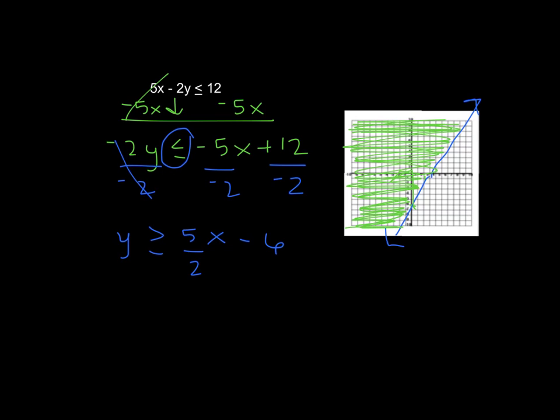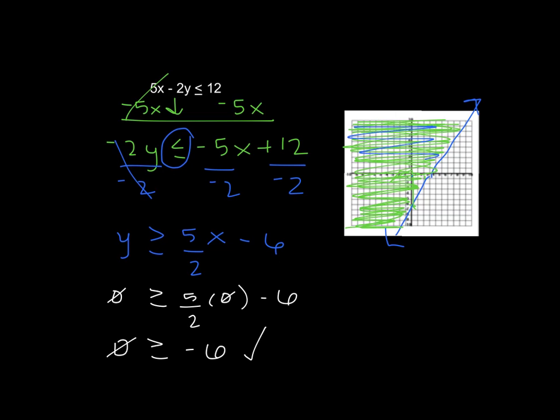Had you chosen to do a test point of 0, 0, well, 0 is greater than or equal to 5 over 2 times 0 minus 6. Is 0 greater than or equal to negative 6? Yes, it is. And you notice that when we shaded on the side that contained 0, 0. So I know that my shading is correct if I use either method.